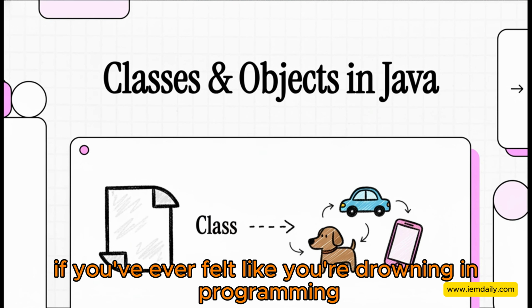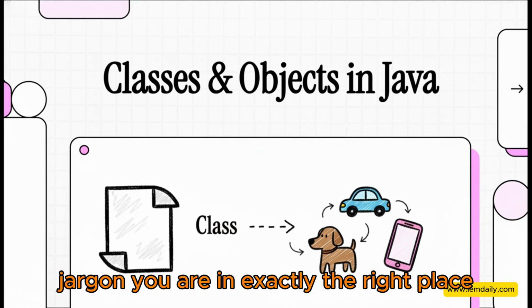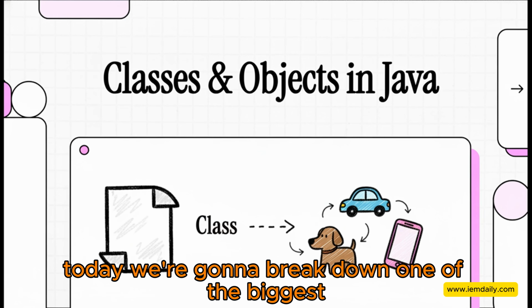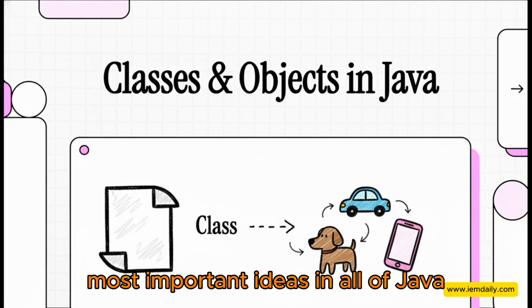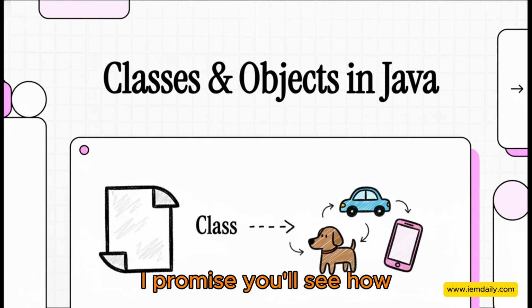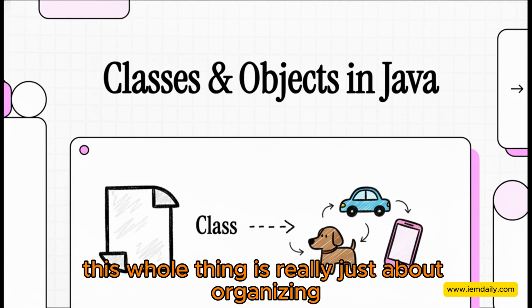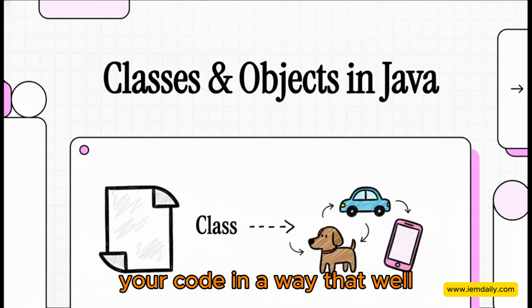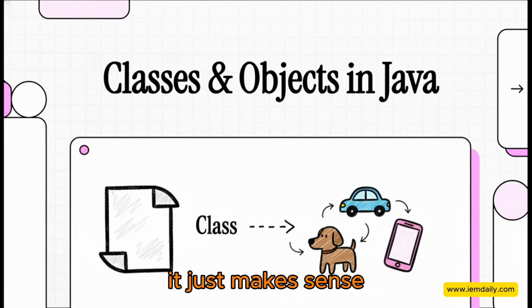If you've ever felt like you're drowning in programming jargon, you are in exactly the right place. Today, we're going to break down one of the biggest, most important ideas in all of Java, classes and objects. And by the end of this, I promise, you'll see how this whole thing is really just about organizing your code in a way that, well, it just makes sense.